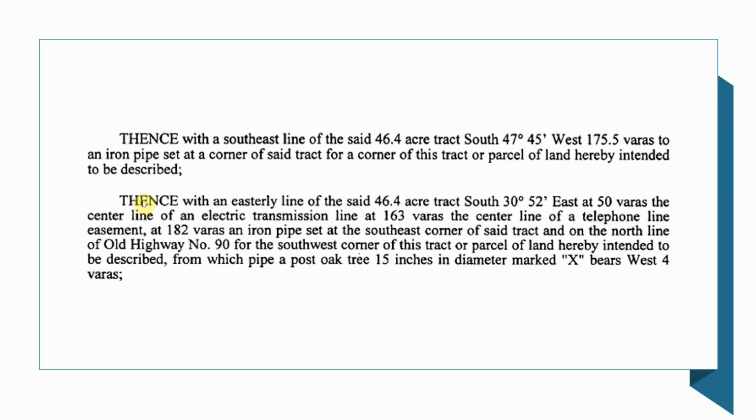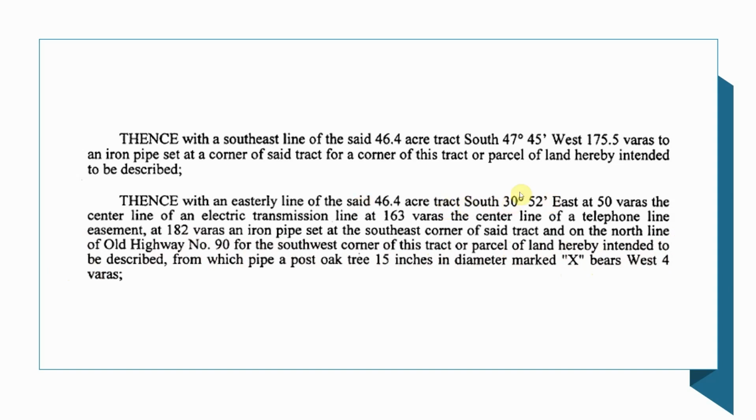All right. Now that we've recovered that one, it's thence with an easterly line of the said 46.4 acre tract, south 30 degrees 52 minutes east at 50 varas, the center line of an electric transmission line, at 163 varas, the center line of a telephone line easement, at 182 varas, an iron pipe set at the southeast corner of said tract and on the north line of Old Highway number 90 for the southwest corner of this tract or parcel of land hereby intended to be described, from which pipe a post oak tree 15 inches in diameter marked X bears west 4 varas. So this is taking what we learned before, right?